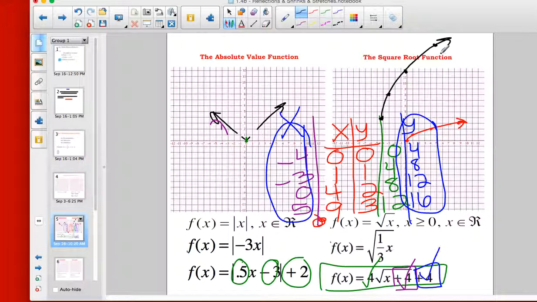So you can look at it and say, yeah, it's definitely moved left 4, which is good. It's definitely moved up 4, which is good. And it's definitely vertical, 4 times more vertical actually, which is good, right? All comparing it to the parent.